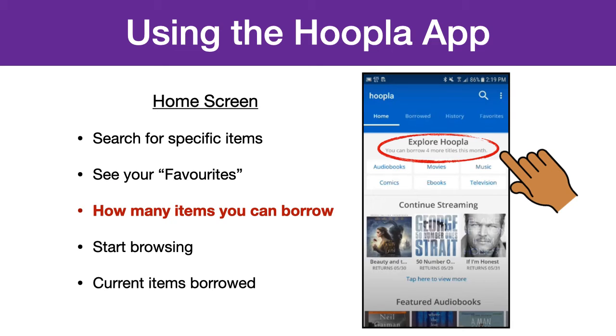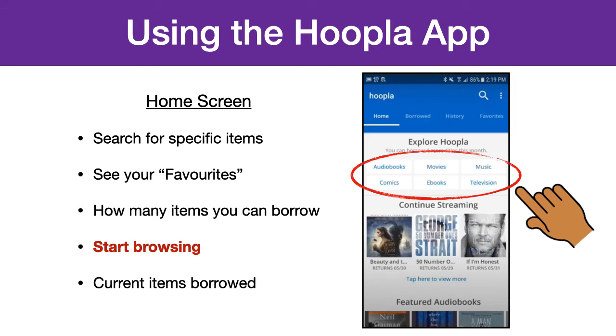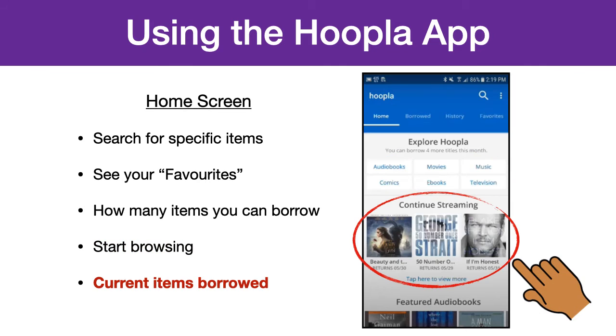The number of items you borrow is set by the library and can change at any time. This number resets itself at the beginning of each calendar month. You can start browsing content by selecting a format on the home screen. By selecting movies, for example, you'll be able to see all the available movie titles to borrow. You can also check to see what you have currently borrowed.